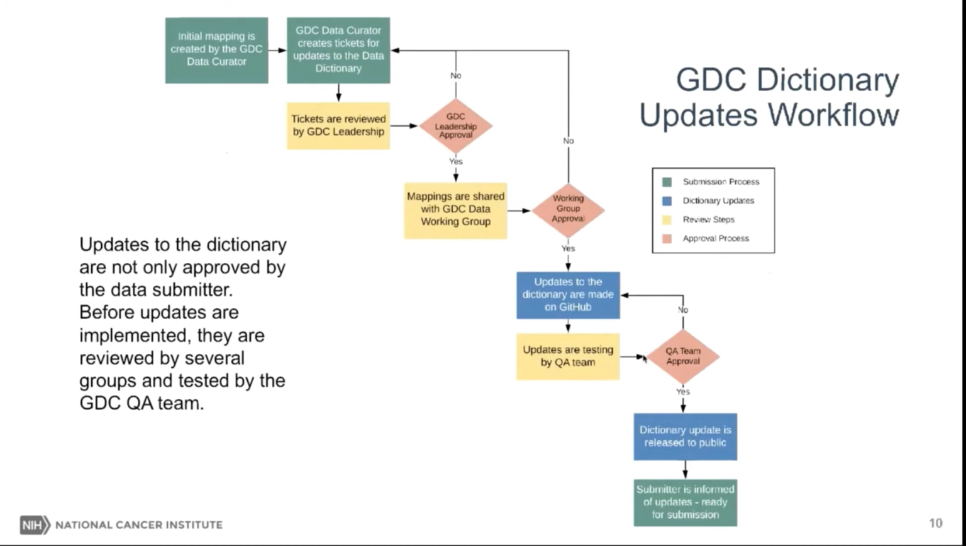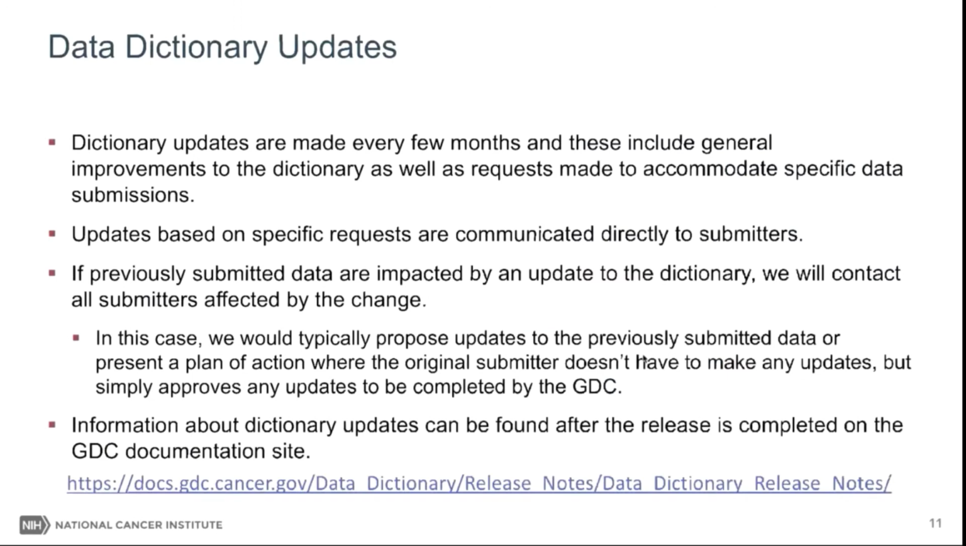I just wanted to point this out also because changes to the dictionary don't happen quickly. We make dictionary changes about every quarter. So every few months we'll make dictionary changes, and they can accommodate. We make dictionary updates both to accommodate submissions, but also we usually have initiatives like the one I described, adding NCIT terms to enumerations. There are things that we are doing constantly as well just to update and improve the dictionary itself. But if updates were made based on specific requests, we will communicate those directly to the submitters.